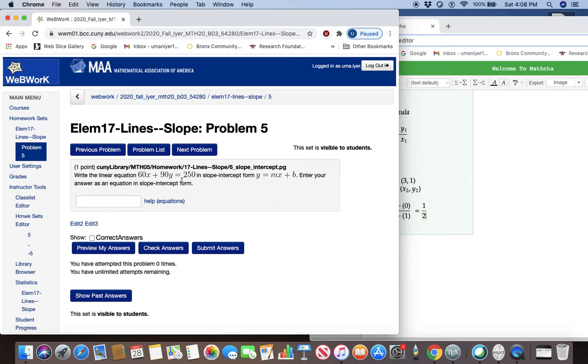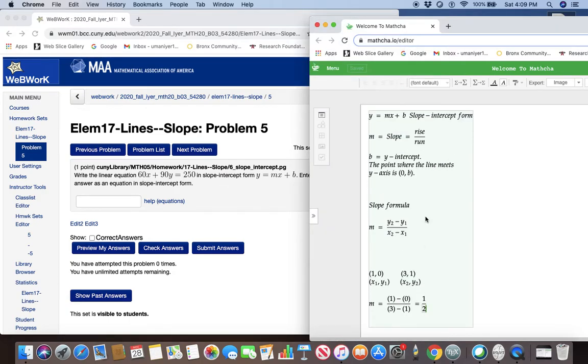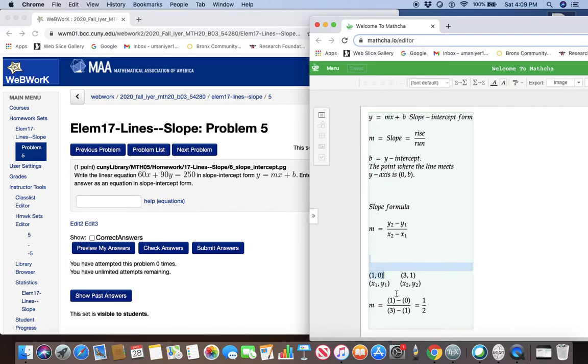Okay. Write the linear equation in slope-intercept form. All right. Slope-intercept form is y equals mx plus b. So you are given this equation, 60x plus 90y equals 250. You want to solve for y. That's what this means. So subtract 60x from both sides. Once you do that, they both go away and you're left with 90y on the left equals negative 60x positive 250. You see there is no sign, means that's a positive. Now, I want to solve for y. In other words, we need to divide both sides by 90.